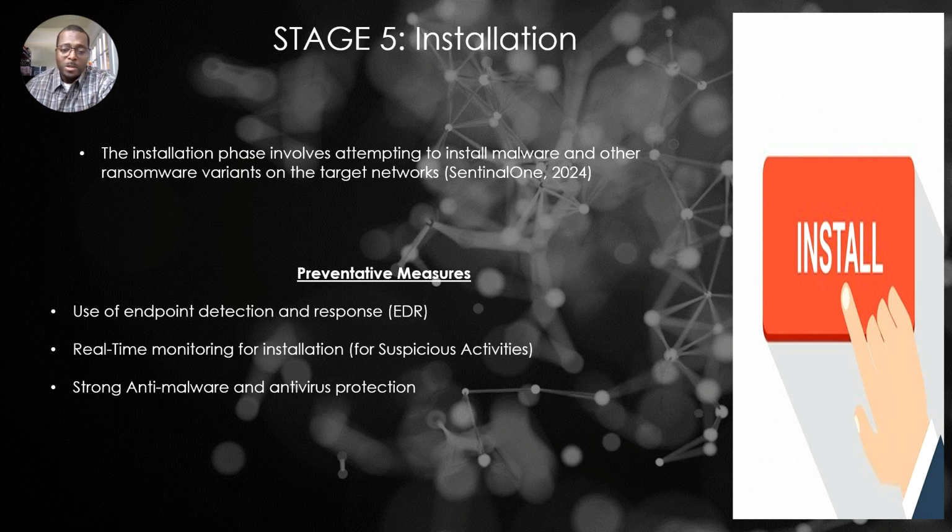Stage 5 of the cyber kill chain model is the installation phase. This is where the attacker installs malware and ransomware on the target's network. That way they can gain control. Preventative measures that organizations can take is the use of endpoint detection and response, real-time monitoring and installation for suspicious activities, and a strong anti-malware and antivirus protection on the network is also key.